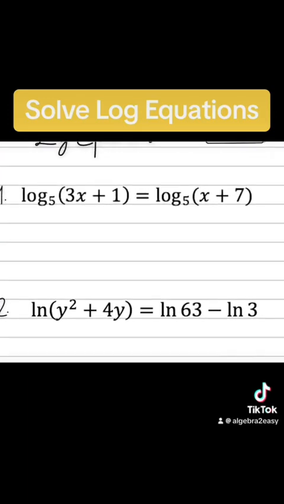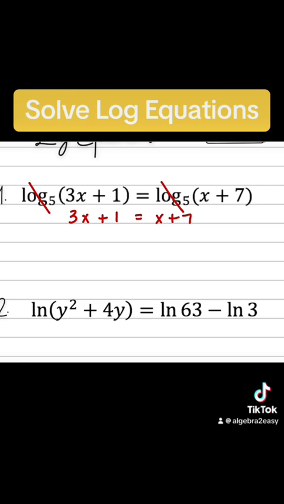So look at the first one. Notice that you have log base 5 on both sides. Since their bases are the same, you're able to cancel out these logs and only work with the arguments: 3x plus 1 is equal to x plus 7. Now you have a regular equation to solve.